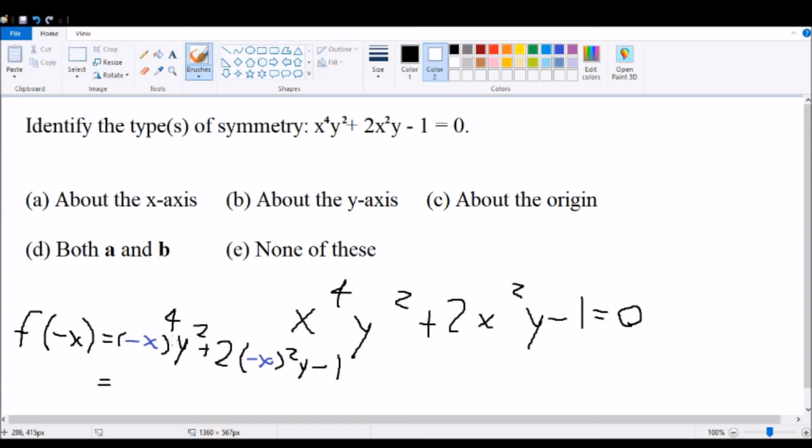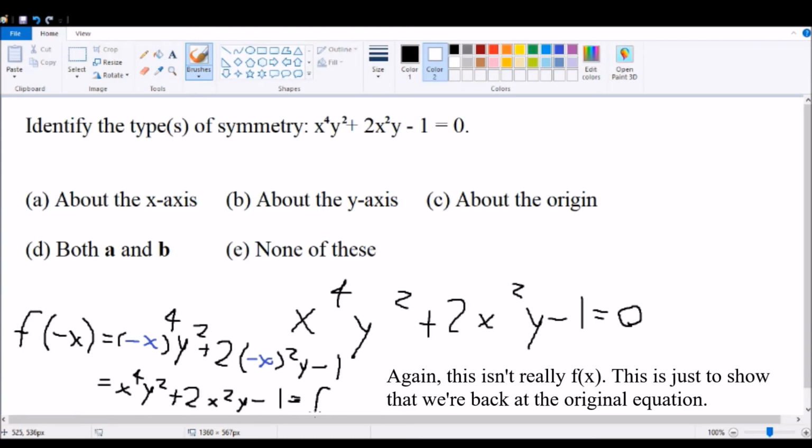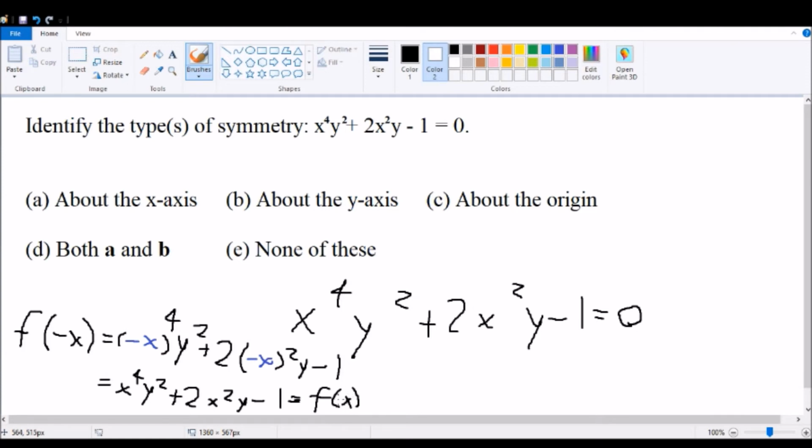So we can see that both of the powers for these x values are even, so we know right away that the x's will just end up being positive anyways. So it's going to end up being x to the fourth y squared plus 2 times x squared y minus 1, and that is the same as the original function, right? It's the same as just the normal f of x. And so when you get this result, that means that it's going to be an even function, or in other words, it's going to reflect across the y-axis. So we can see here that the answer is going to be B.